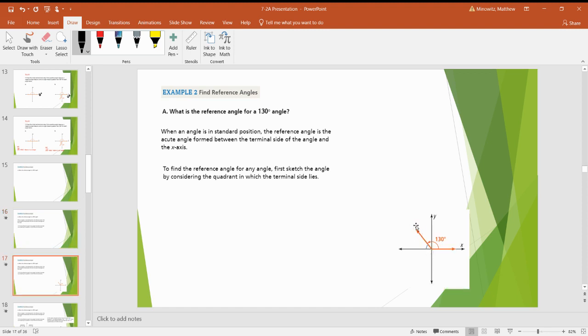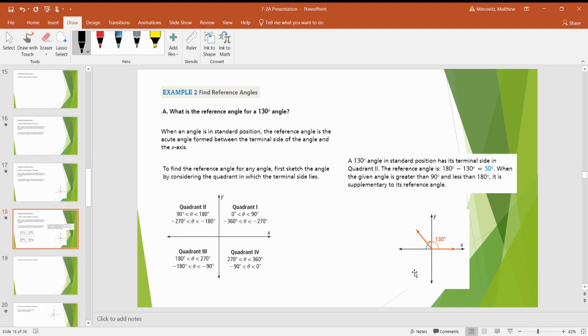So 130 degrees is in the second quadrant. It's past 90. 90 is at the top. 180 is over on the left side. So 130 degrees is here. And then we've got to figure out how many degrees it is to the horizontal. So we've got to get from 130 to 180, and that's 50 degrees.